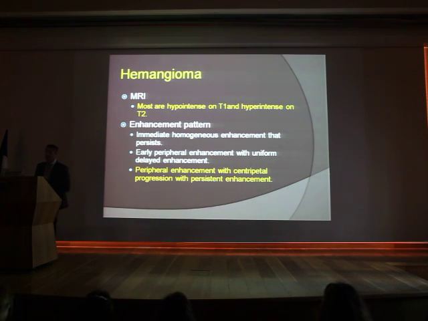We know that the hemangiomas would actually appear without contrast similar to those seen in other organs. On MRI, most would be hyperintense on T1 and hyperintense on T2. But again, if this is a cavernous hemangioma and it does have solid and cystic components, it would be more heterogeneous. And the enhancement pattern, which is the same for CT and MRI, would be either immediate homogeneous enhancement, early peripheral enhancement with uniform delayed enhancement, or the classical one that we know, peripheral enhancement with centripetal progression with persistent enhancement.